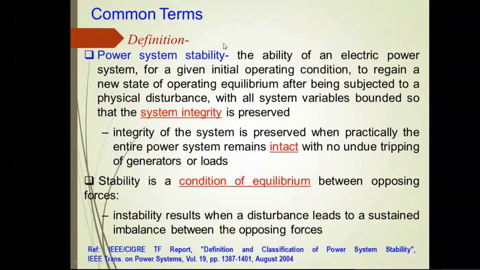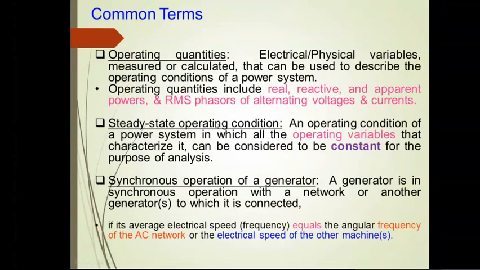Then I refer to some of the definitions we need when we study power system stability. The first one: what is power system stability? How do we define it here? In fact, it is the ability of an electrical power system, which is at one initial operating point, and this could be a steady state condition, as referred to in the previous slide. Steady state condition is that operating point for which the operating variables remain constant.